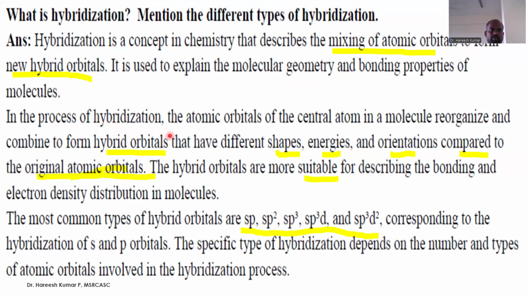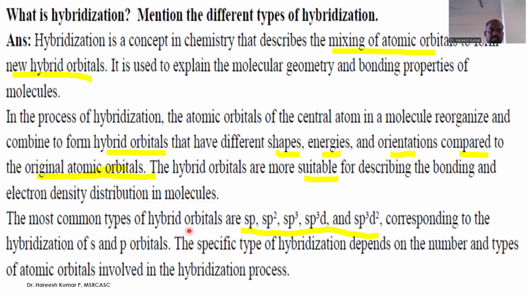In the process of hybridization, the atomic orbitals of the central atom in a molecule recombine to form hybrid orbitals that have different shapes, energies, and orientations compared to the original atomic orbitals. The hybrid orbitals are more stable for describing the bonding and electron density distribution in molecules.